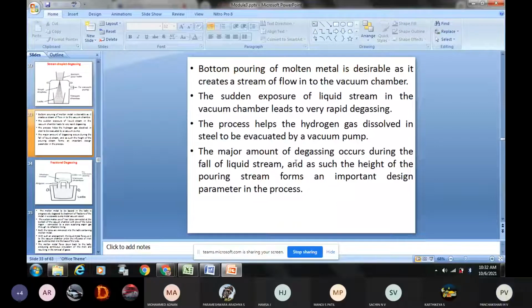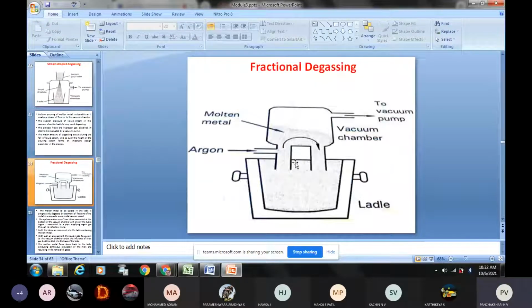Here also, it is said to be fractional degassing. It means that the entire liquid metal, we are not trying to degasify at a time. So, slowly, stage by stage, part by part, we are degasifying. So, what does it mean?